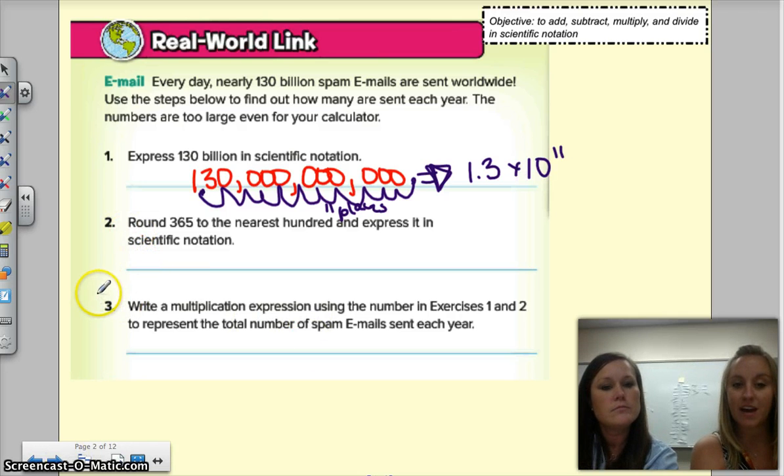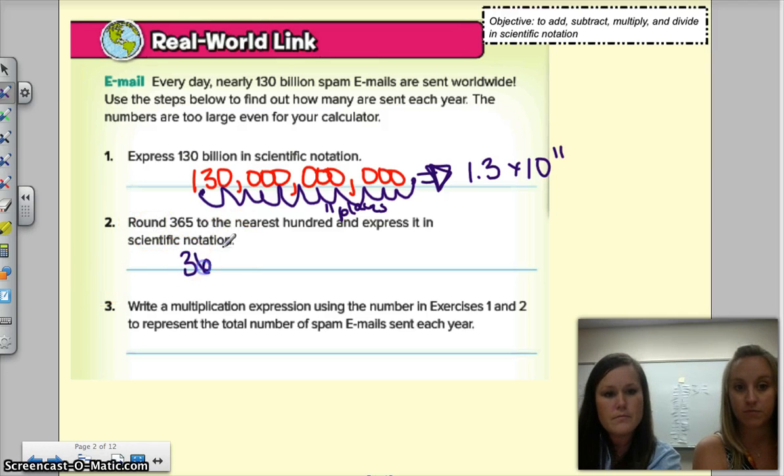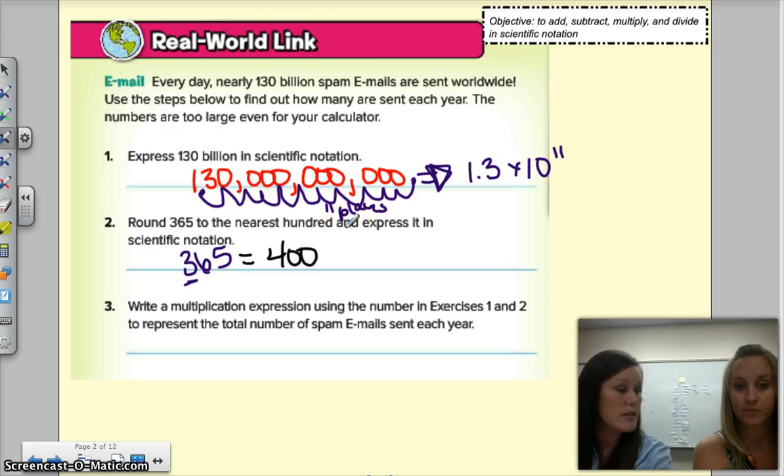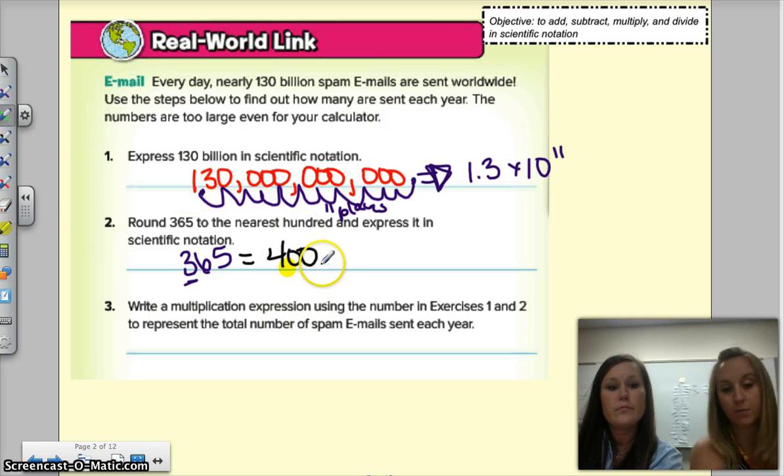Round 365 to the nearest hundred and express it in scientific notation. So first of all, 365. The hundreds place is here, look next door: 6. So I'm going to round this up to 400. And then I'm going to write it in scientific notation. My decimal point has to go right there. Currently it's behind the last 0, right here.